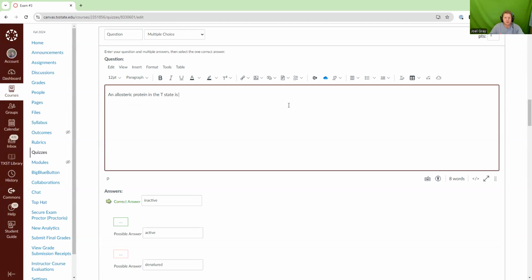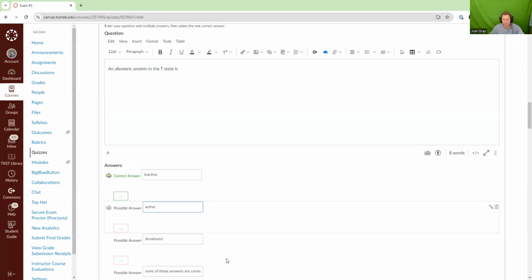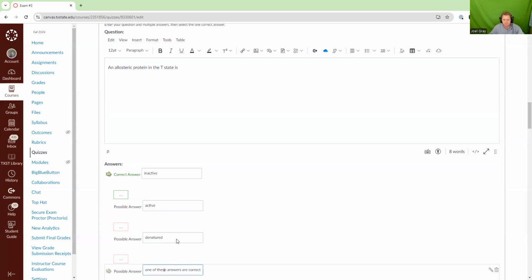So it's, yeah. An allosteric protein in the T state is inactive, active, denatured, none of these answers are correct. It would be in the T state. Now, I think that there are some people who might have picked denatured, and that's going to be wrong because a T state is inactive, but it's still folded.